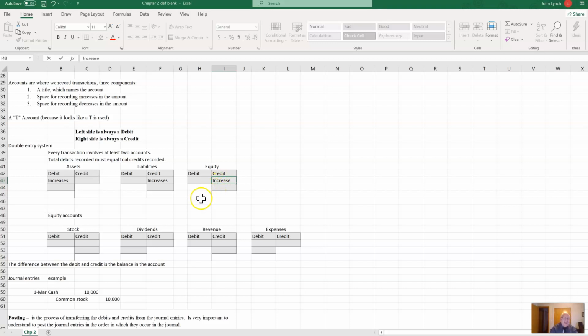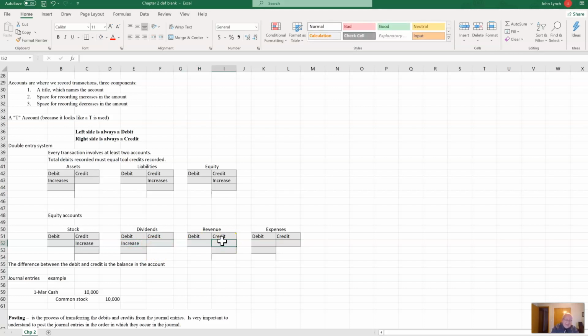It's the right-hand side of a T account. That's the increase. So down here in the equity accounts, this is the increase. This is broken down. Dividends increase on the debit side, because think of that as like an expense. It reduces the amount of income that you have. It reduces the amount of retained earnings specifically, but equity.